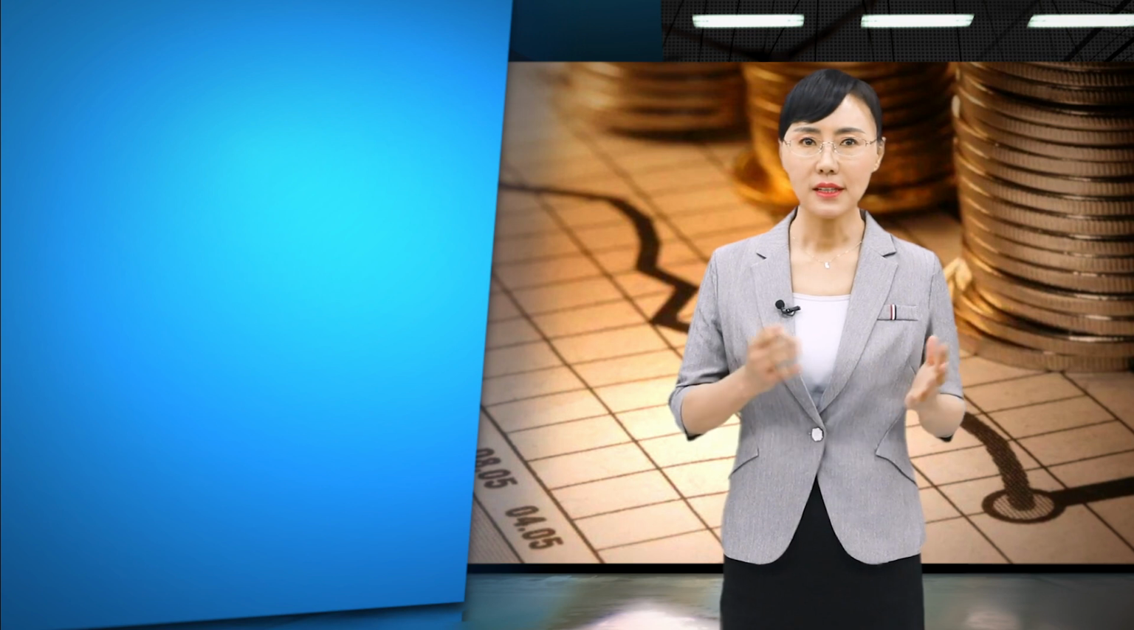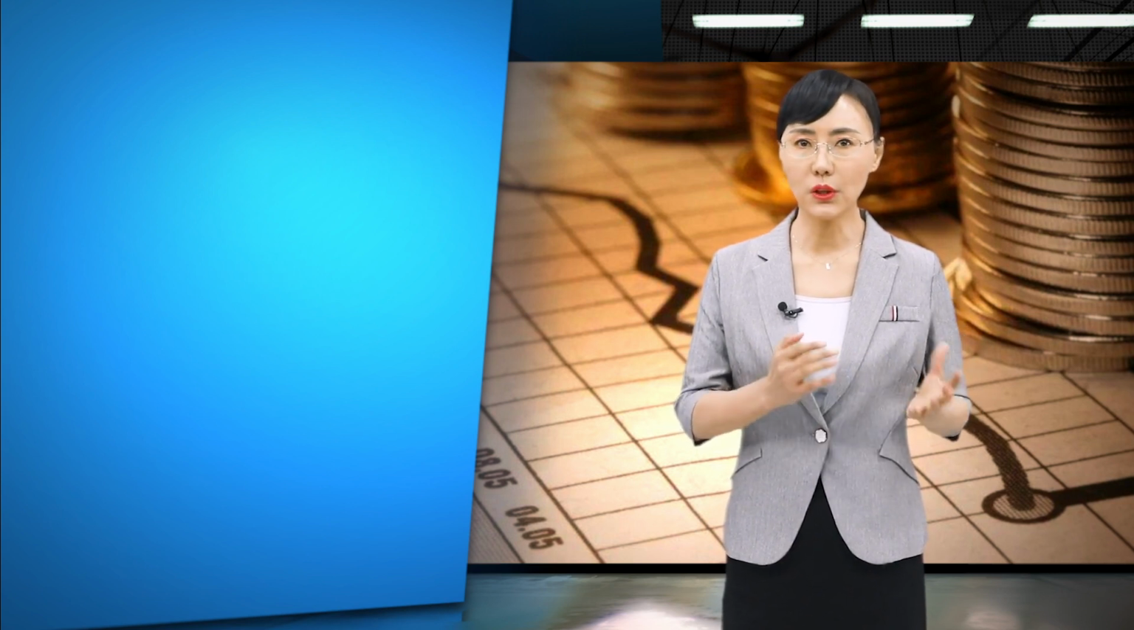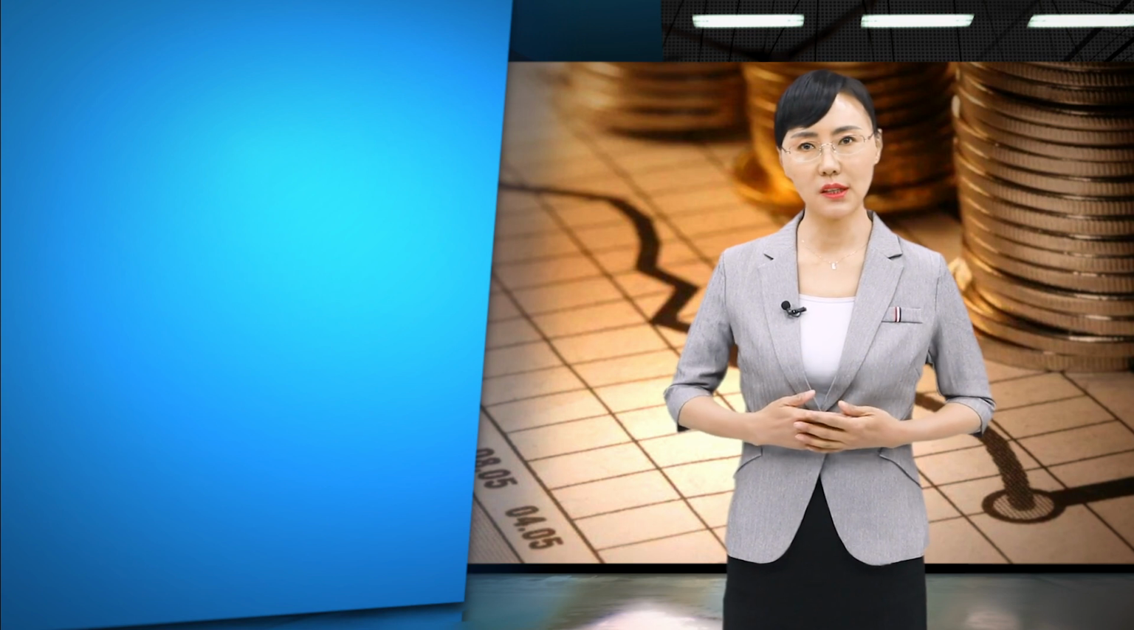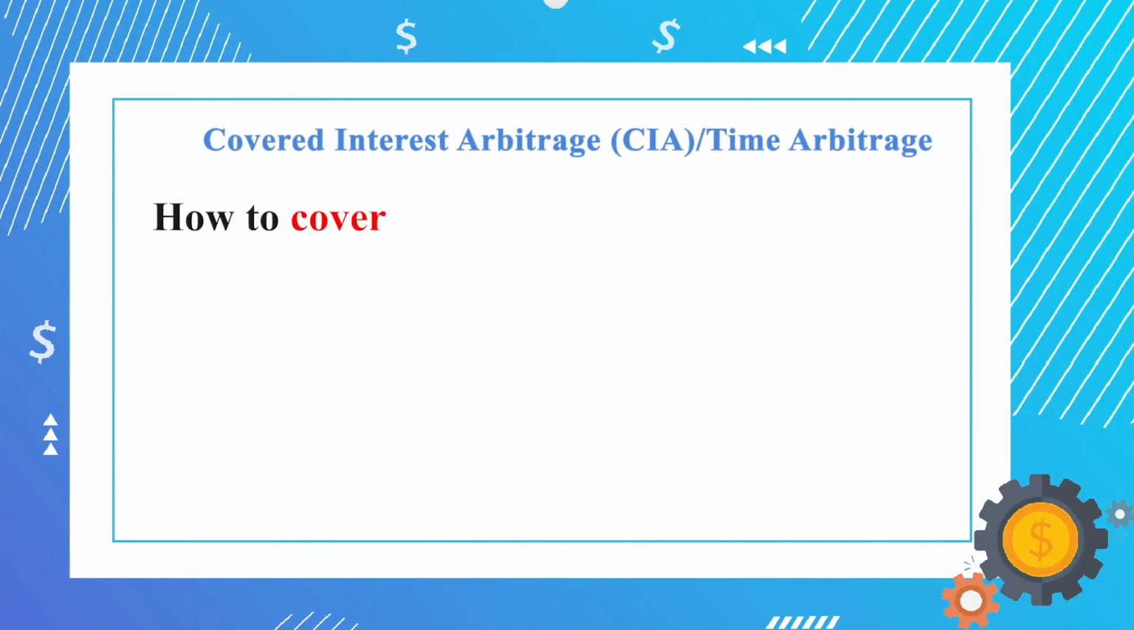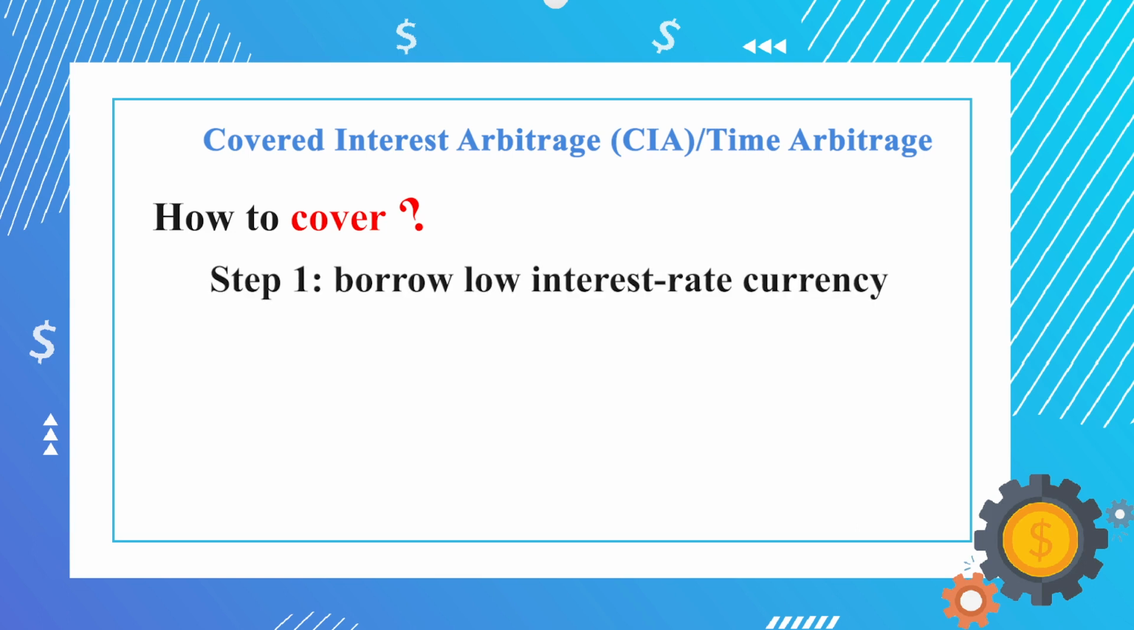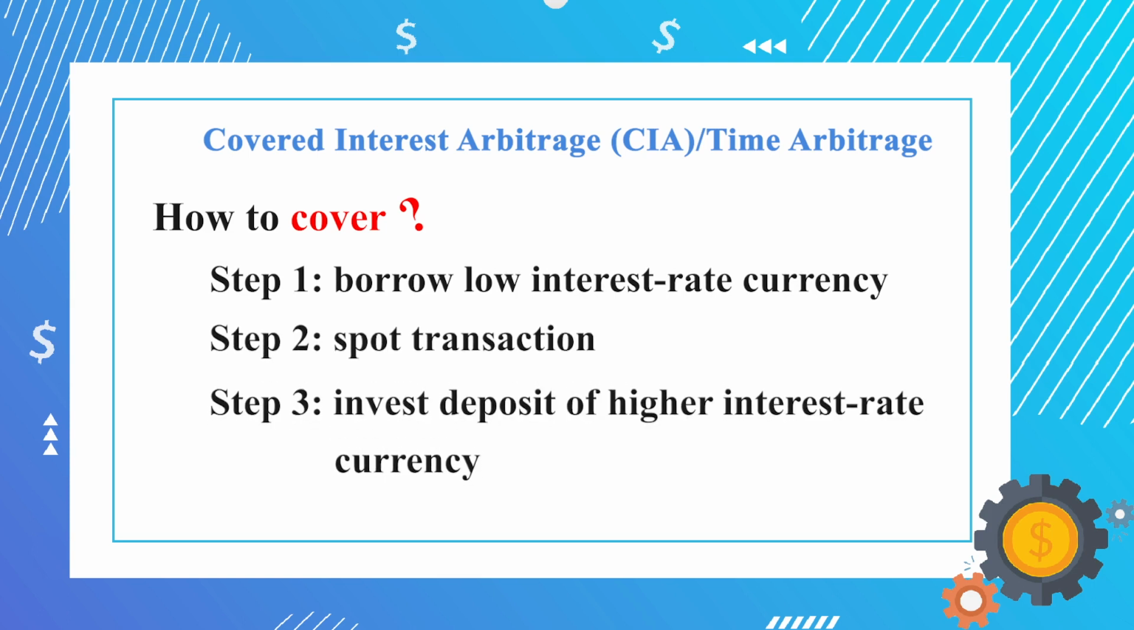When uncovered, the investor is going to bear the risk of the change of exchange rate. So, better to cover to avoid exposure to the exchange rate. But how to cover? There are 4 steps in a covered interest rate arbitrage. Step 1. Borrow low interest rate currency. Step 2. Do spot transaction. Step 3. Invest deposit of higher interest rate currency. Step 4. Execute forward transaction.